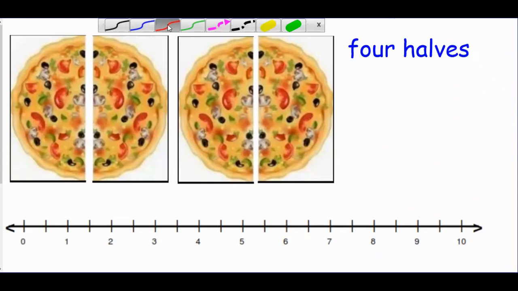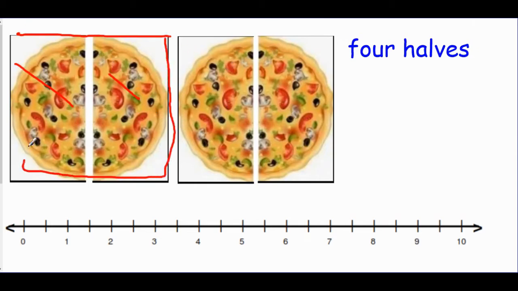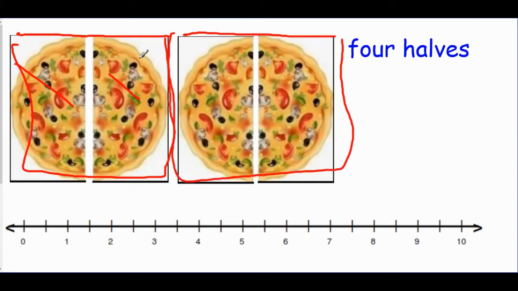Here I have four halves. I will group them into twos, because each two make a pizza. These two halves make a pizza and these two halves make a pizza. So four halves is like 2. How can I show this on the number line? This number line is divided into halves, so I will count four halves: one half, two halves, three halves, four halves. Four halves is like two whole pizzas.